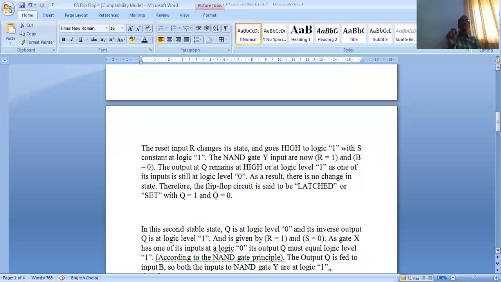Second step, when R equal to 1, S equal to 0, the output Q equal to 0, Q bar equal to 1. This particular state is called the reset state. And step number 3, when R equal to 0, S equal to 1, the output Q equal to 1, Q bar equal to 0. This particular state is called the set state. And last step, step 4, when R equal to 1, S equal to 1, this particular state is forbidden. Then only you can score full marks.